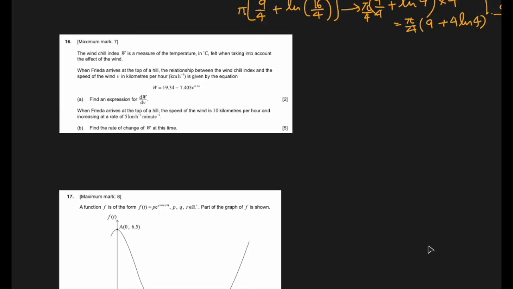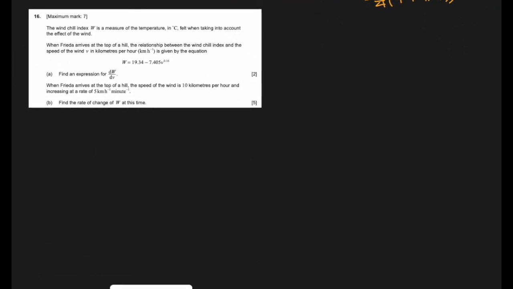Okay, question number 16. The wind chill index W is a measure of the temperature in degrees Celsius felt when taking into account the effect of wind. When Fredo arrives at the top of a hill, the relationship between the wind chill index and the speed of the wind is this. Find the expression for dW over dV. In other words, they are simply asking us to differentiate this. So dW over dV. Differentiate this with respect to V.